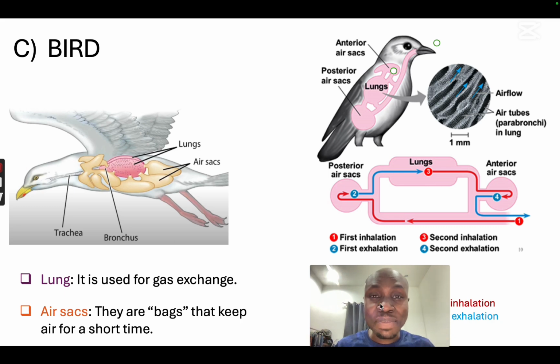The next example are birds. How do birds exchange gas? First, birds have lungs and air sacs. Lungs are used for gas exchange, and the air sacs are little bags that keep the air for a short time. This helps the bird to fly and stay in the air.